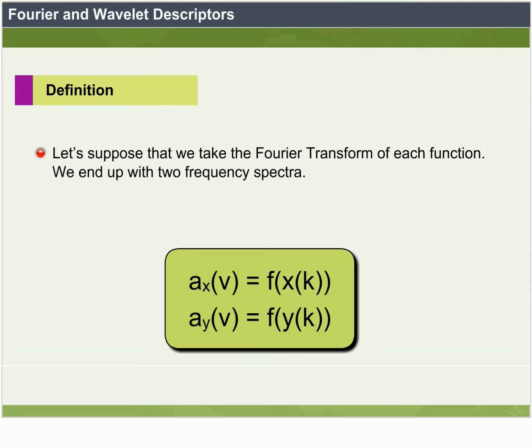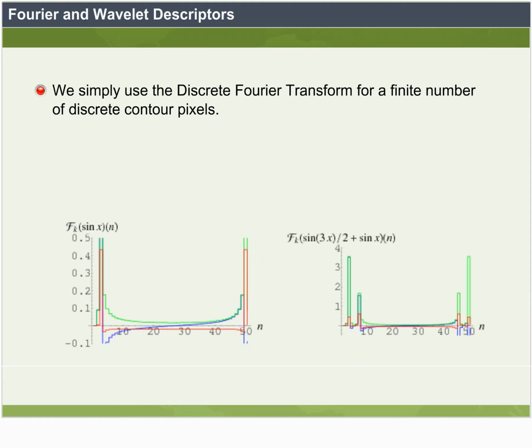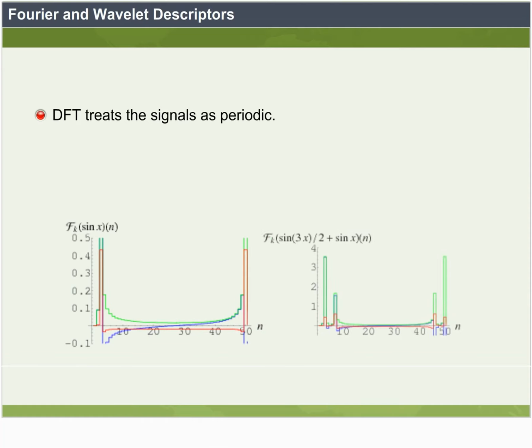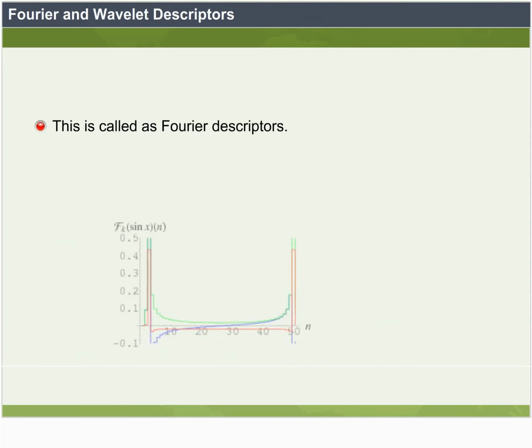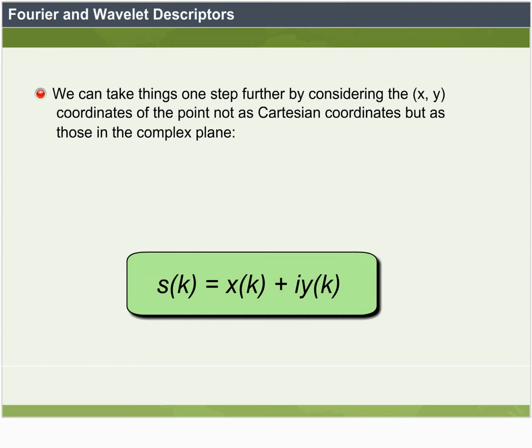For a finite number of discrete contour pixels, we simply use the discrete Fourier transform. DFT treats the signals as periodic. This is called Fourier descriptors. We can take things one step further by considering the x, y coordinates of the point not as Cartesian coordinates, but as those in the complex plane: s of k equals x of k plus i y of k.